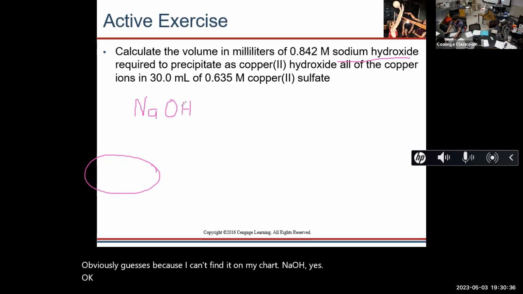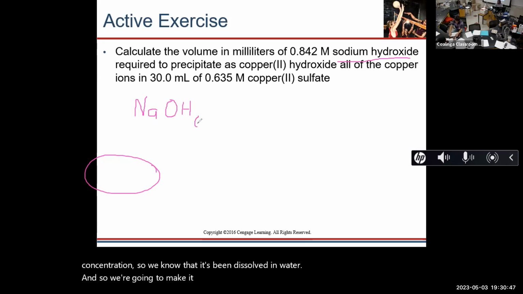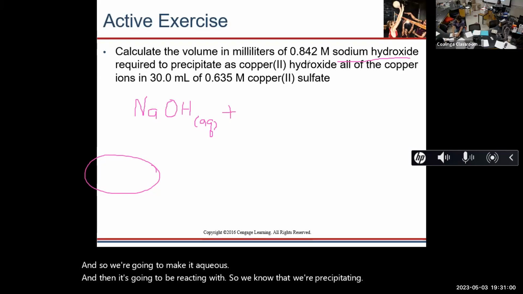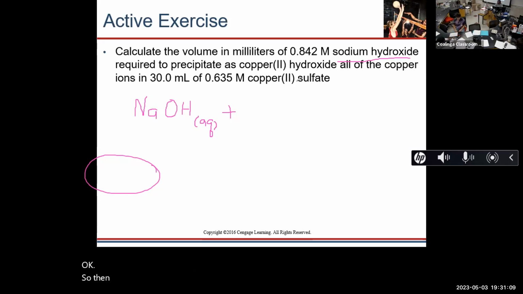Now we know that this is going to be a solution because they're giving us concentration. So we know that it's been dissolved in water, so we're going to make it aqueous. Then it's going to be reacting with... we know that we're precipitating copper 2 hydroxide, so that's going to be our product. So then the copper 2 sulfate must be our other reactant. What is the chemical formula of copper 2 sulfate?